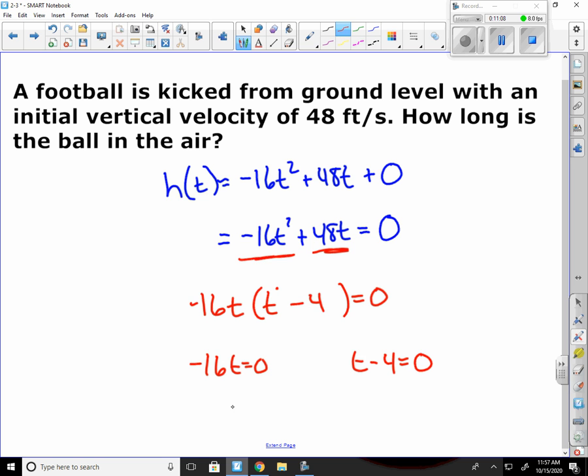Divide by negative 16, that gives me t equals 0. Again, the football was on the ground before Pele ever kicked it. Here, we add 4 to the other side. We get t equals 4. So after 4 seconds, the ball is back on the ground again. The ball's in the air for 4 seconds and then hits the ground.